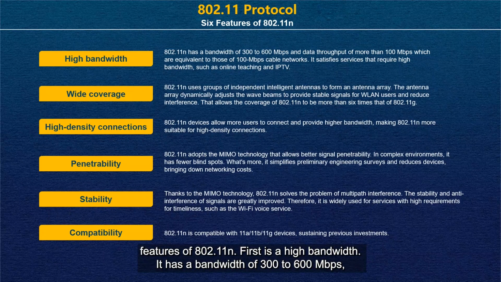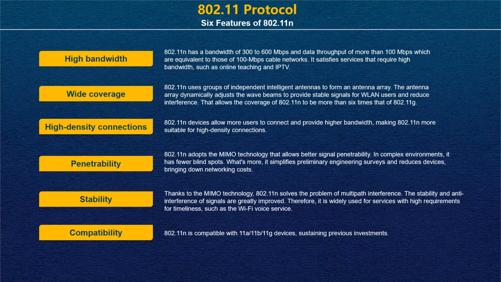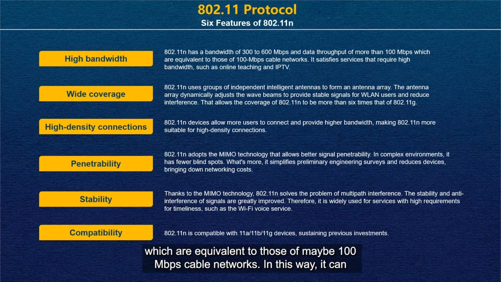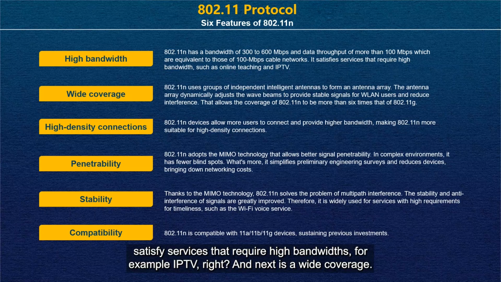Okay, and next, let's see 6 features of .11n. First is high bandwidth. It has a bandwidth of 300 to 600 Mbps. It's higher than the standards we have just introduced, right? And the data throughput is more than 100 Mbps, equivalent to that of 100 Mbps cable networks, right? In this way, it can satisfy services that require high bandwidth, for example, IPTV, right?